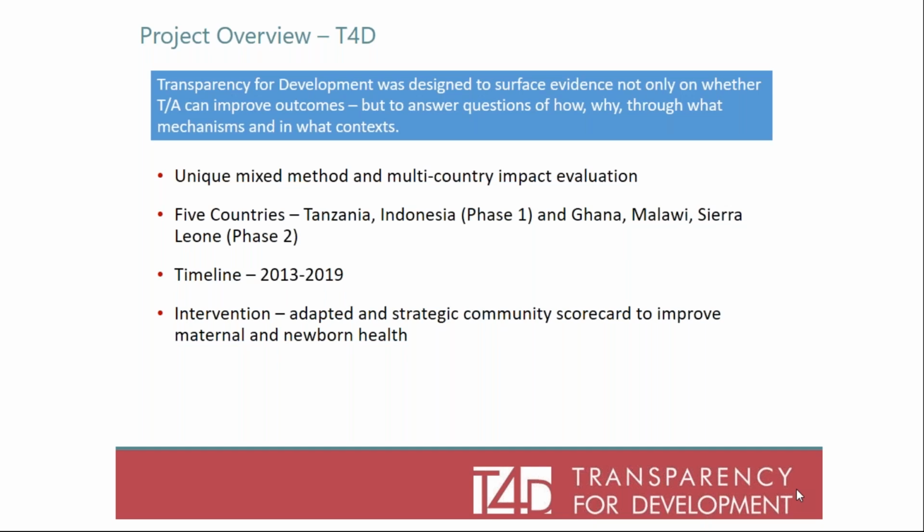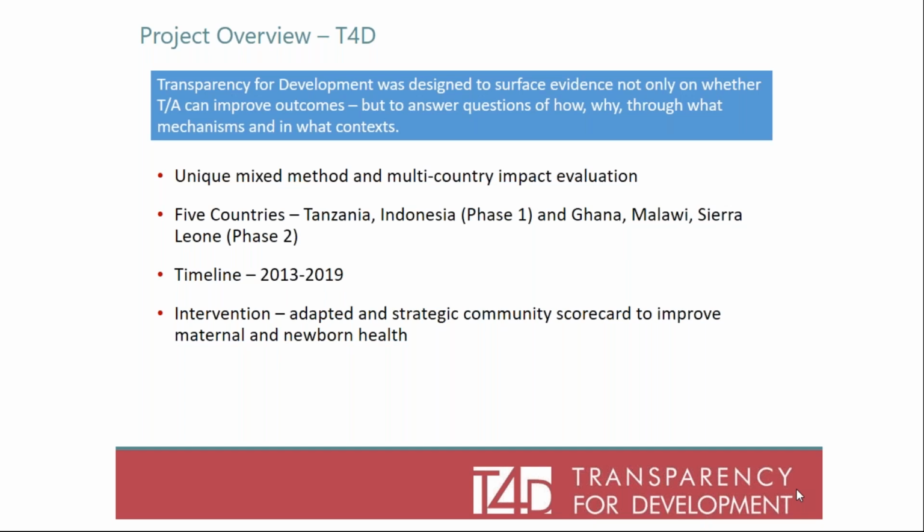So what we tried to do with our phase 1 work with the Transparency for Development project was to take that kind of light touch community scorecard, to work with local civil society partners who've been doing this for many years, and to try to make some adaptations to make a final, maybe not a final test, but a test of whether or not an adapted, still fairly light touch approach to a community scorecard could lead to changes in health outcomes.